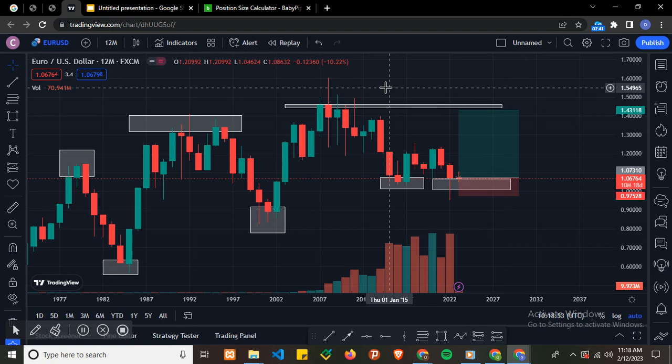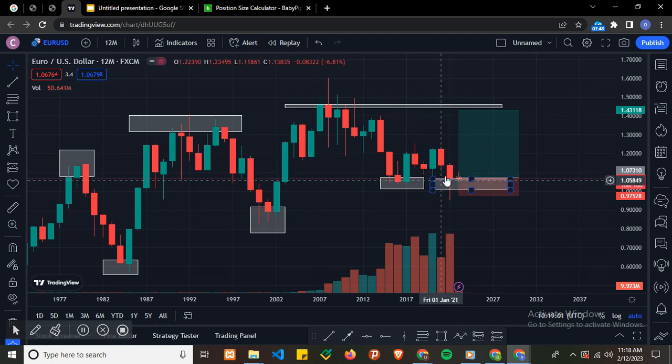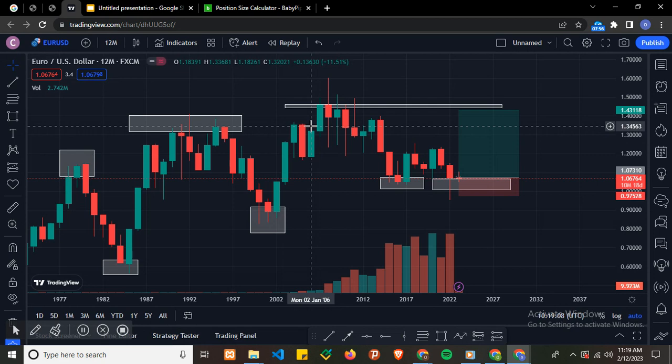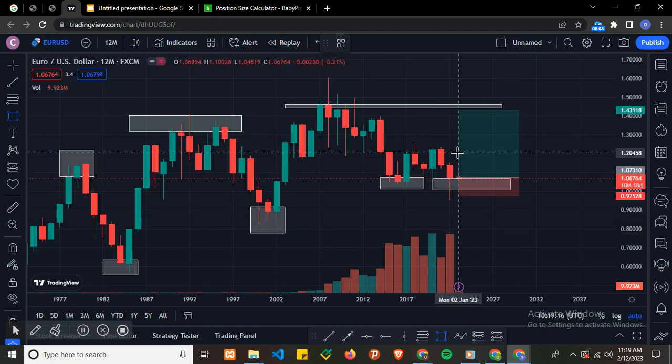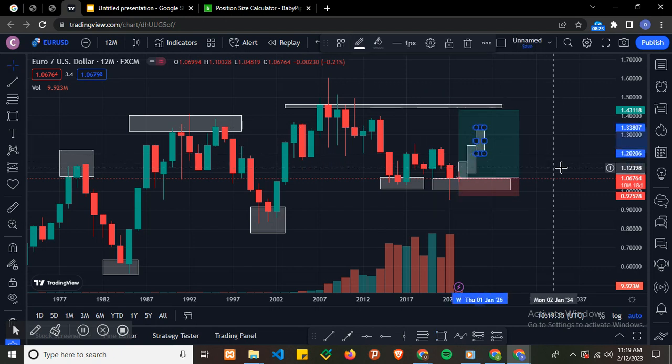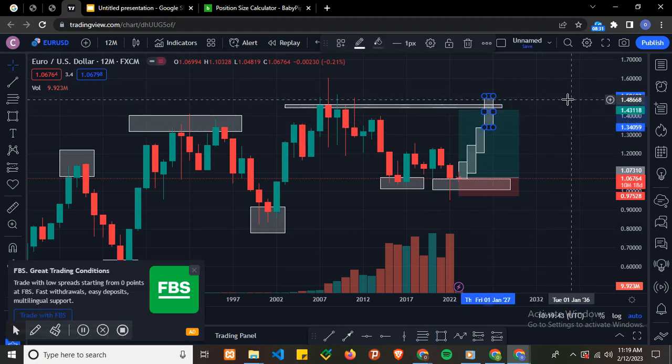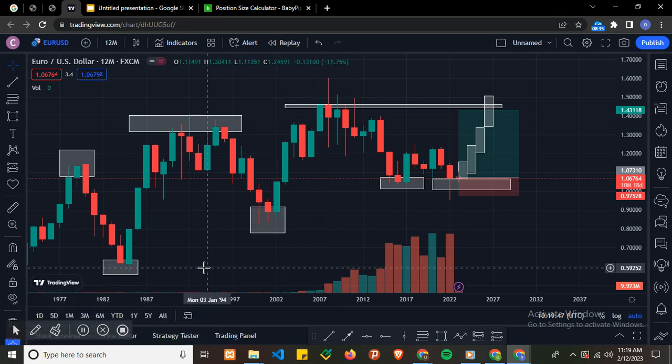But the problem here is that it might take years for you to get your profit, because each candlestick like this represents one year. This candlestick is for 2022 and this one is for 2023. Let me draw something like this. This is the candlestick for 2023, another for 2024, another for 2025, and another for 2026. Can you see that position trading is not for someone who wants to get rich quick?